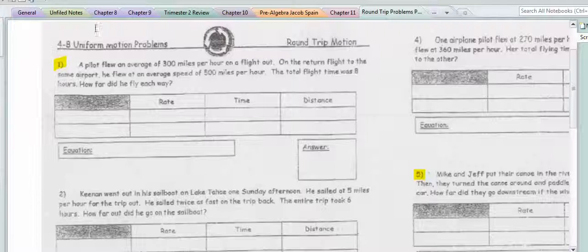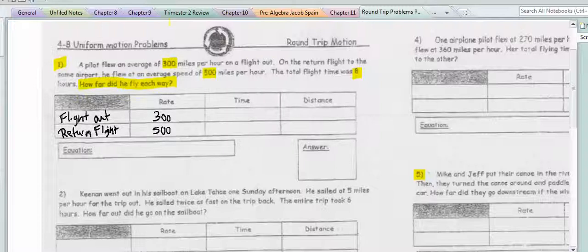So here we've got our chart. We've got a flight out, and a return flight, or flight back, however you want to label it. Let's highlight the information they gave us. A pilot flew an average of 300 miles an hour on the flight out, so here's the rate we know for his outbound trip. On the return flight to the same airport, he flew at an average speed of 500 miles per hour. The total flight time was 8 hours. How far did he fly each way?